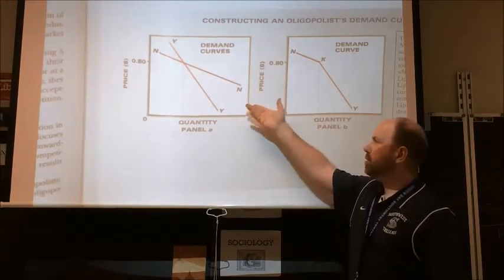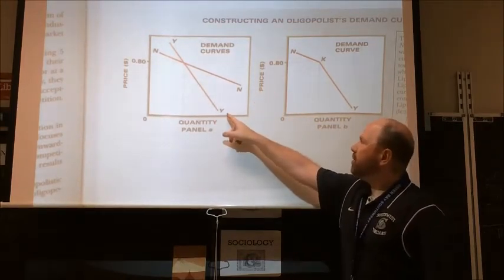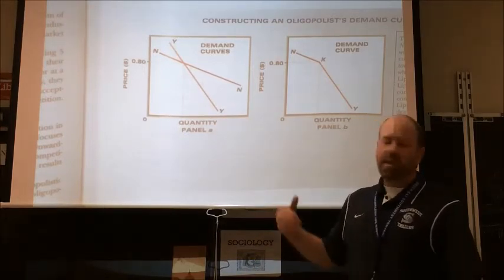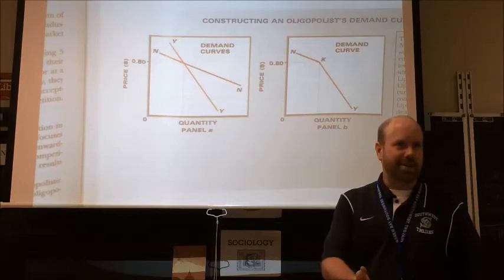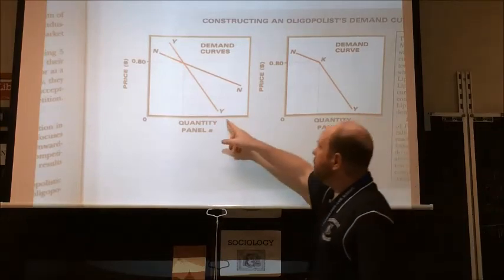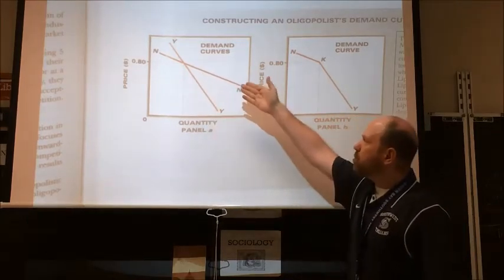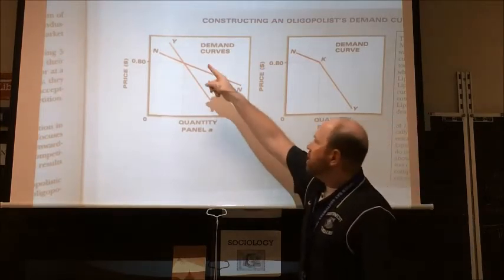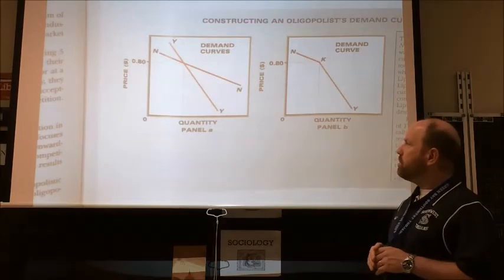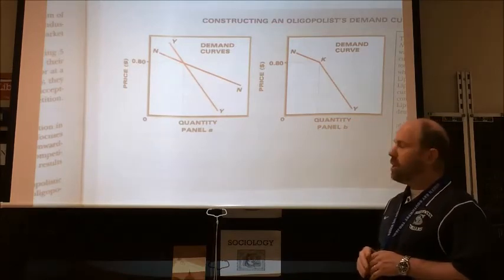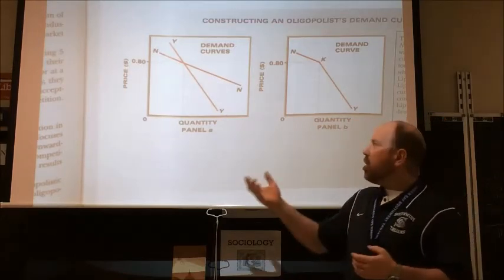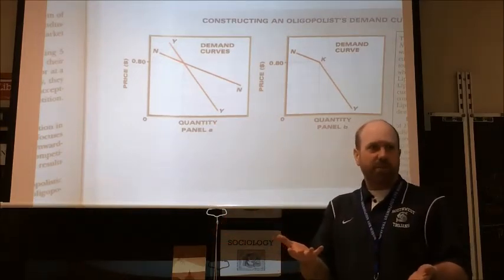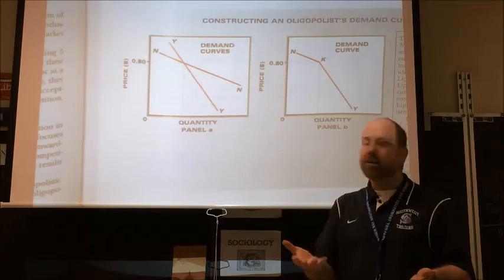The example in the book here is Lipton iced tea. If all the other iced tea companies raise their price and lower their price along with Lipton, then the demand curve for Lipton will be YY. It's going to be relatively inelastic. As long as when you raise your price, everybody else raises their price, your demand for your product isn't going to change that much, right?